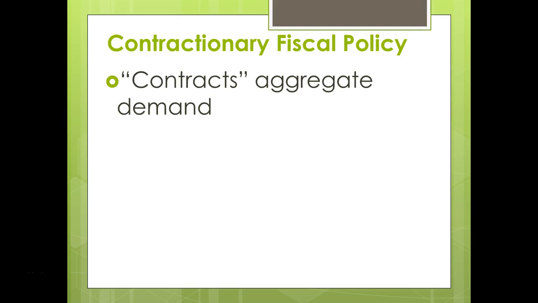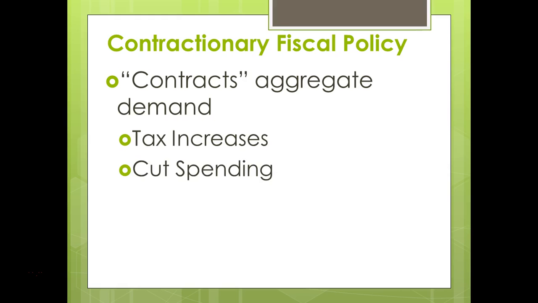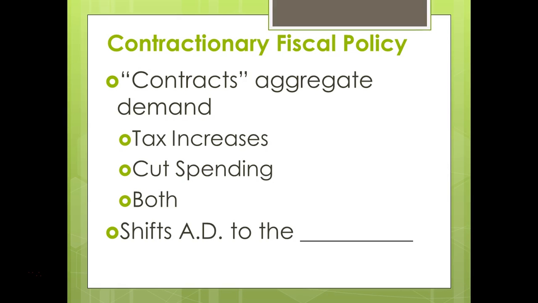Contractionary fiscal policy, that's when government uses its power to tax and spend to decrease aggregate demand, or contract it. And they can do that by increasing taxes, which means people have less money to spend in the economy, or they can cut their own spending so that less money is spent by the government in the economy, or they could do both. And that shifts aggregate demand to, yep, you guessed it, the left.